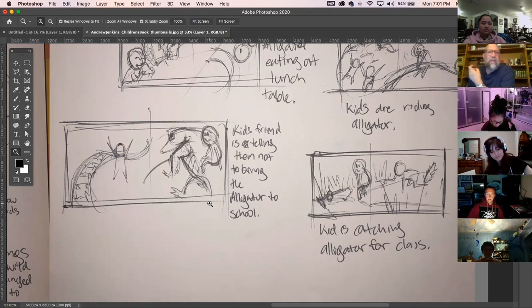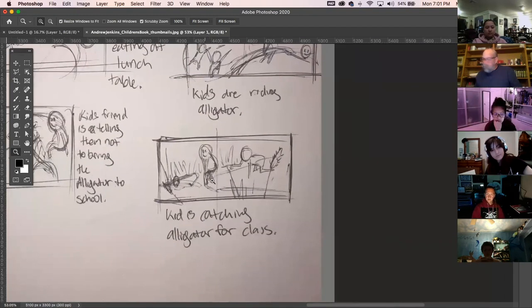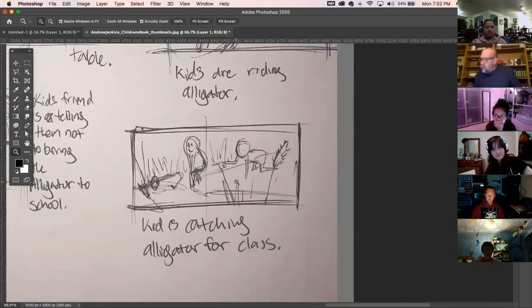Yeah. Very simple. You've got to remember, when you're talking about kids this age, it's a real fast, simple read, or it should be, right? Yeah. And what's this one? Oh, catching the alligator. Yeah, the alligator's in the water, and he's trying to catch it. I always like that visual.